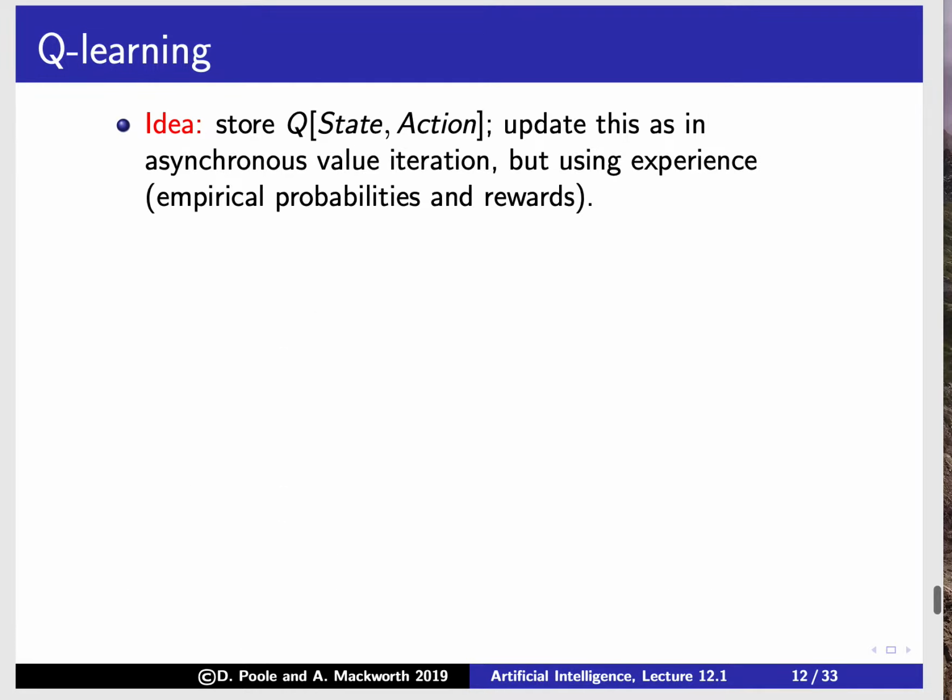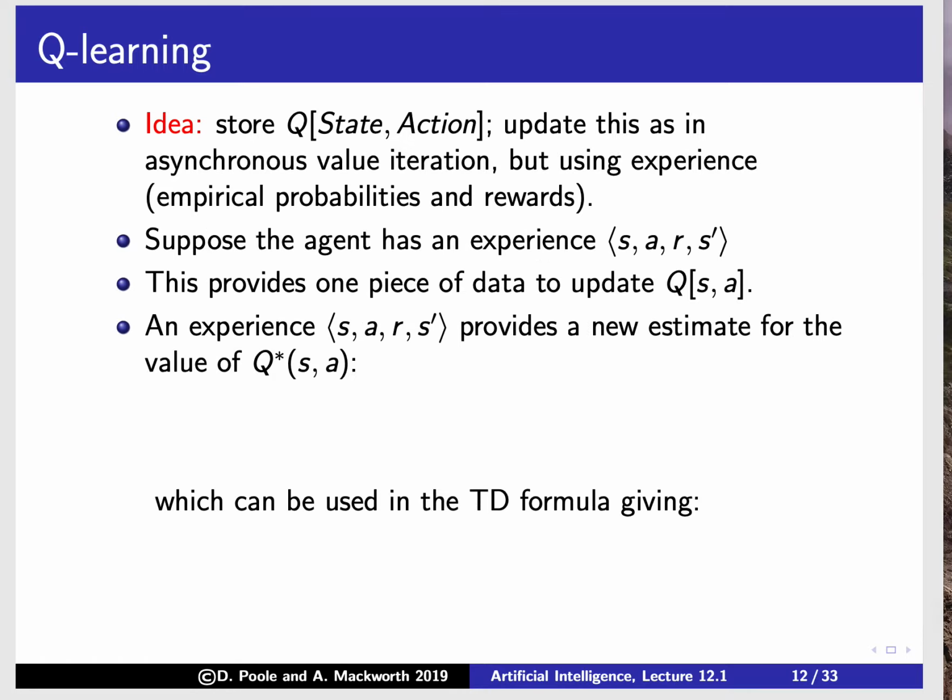All right, so now let's look at the idea of Q learning. What we're going to do is store the Q of state and action. I'm going to update this like we do in asynchronous value iteration, but we're going to use the empirical probabilities and reward. We're going to do expectations. So, as is typical of reinforcement learning, we have an experience: you're in state S, did action A, received reward R, and ended up in S prime. And this is going to provide one piece of data to update Q of S and A.